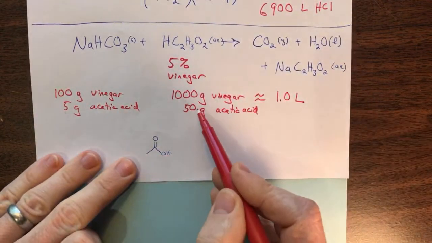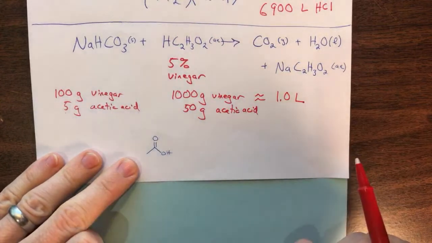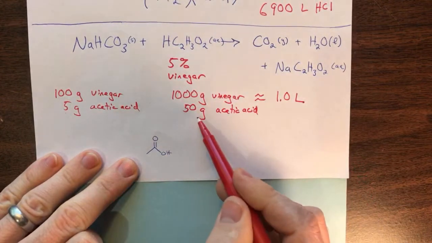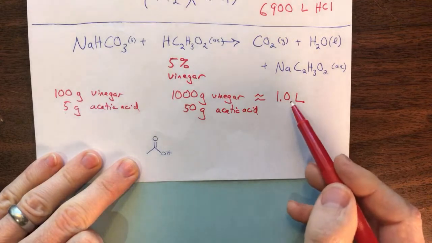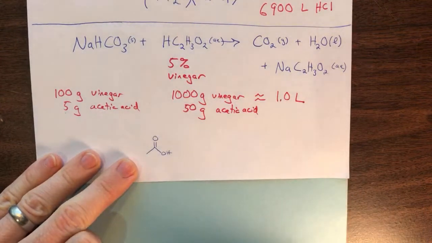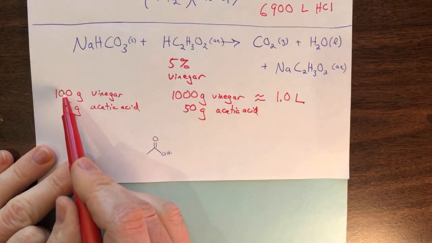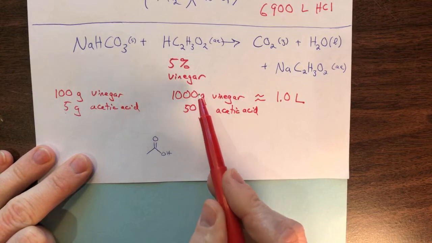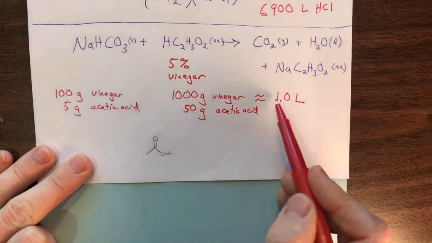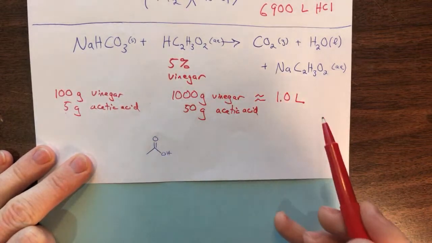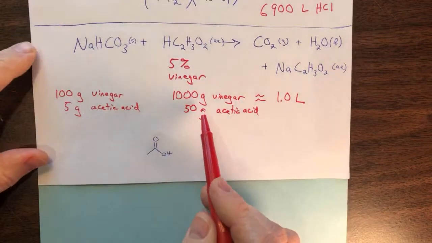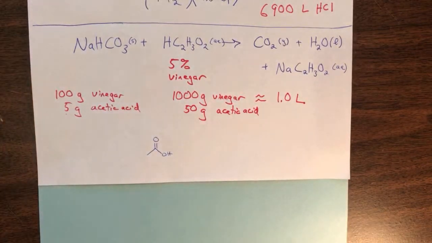So that when I convert this into moles, then all of a sudden that number of moles is going to be per liter, and it will be equal to the molarity of the solution, which is what I want. So I have 5 grams of acetic acid in 100 grams of vinegar, which is 50 grams of acetic acid in 1,000 grams of vinegar, which is 1 liter. So all that remains is we now need to convert that 50 grams of acetic acid into moles. Let's do that now.